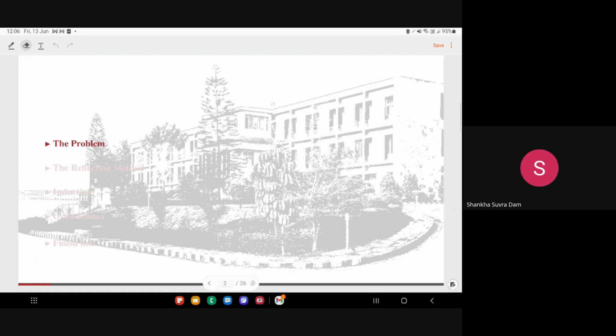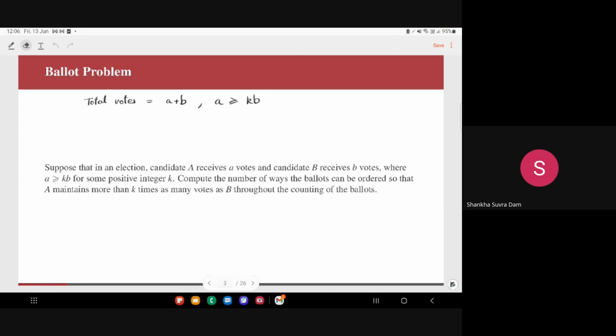So let's first introduce the problem. Suppose that in an election, candidate A receives A votes and candidate B receives B votes, where A is greater than or equal to kB for some positive integer k. We compute the number of ways the ballots can be ordered so that candidate A maintains more than k times as many votes as candidate B throughout the counting of the ballots.